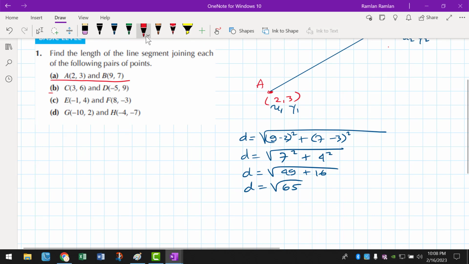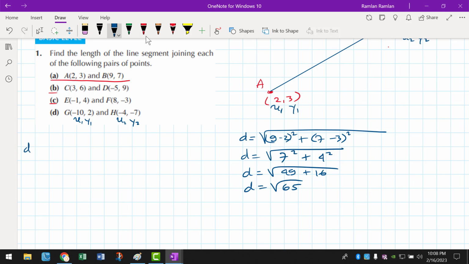I would like you to try B and C. I would like to go to example D this time. Basically, they are the same thing. I'm just going to name the x1 and y1 and x2 and y2. Assume that this is x1, this one will be y1, and this is x2, then this one will be y2. Finding the distance from point G to point H is just using the formula.